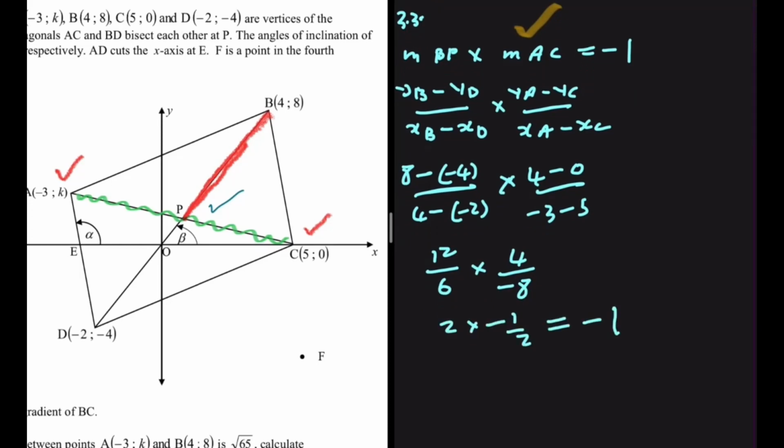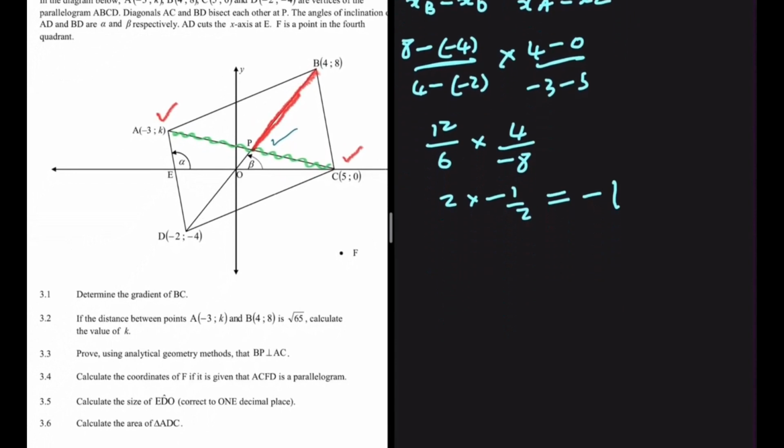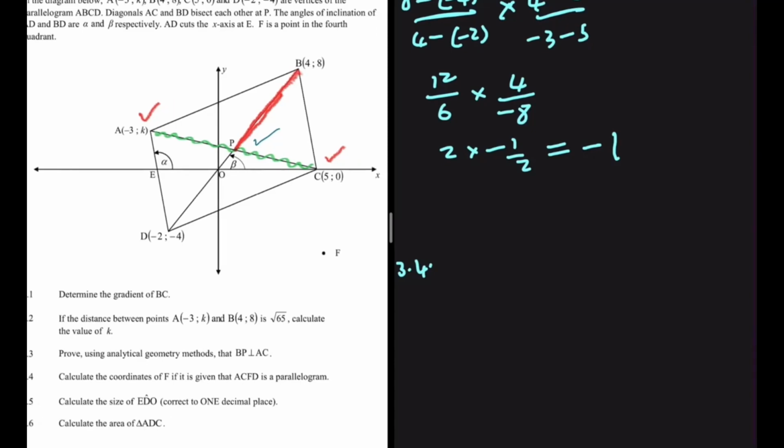So there we go. Those two lines are perpendicular, as the product of the gradients is equal to -1. Let's move to 3.4. In 3.4, we're supposed to calculate the coordinates of F if it is given that ACFD is a parallelogram.